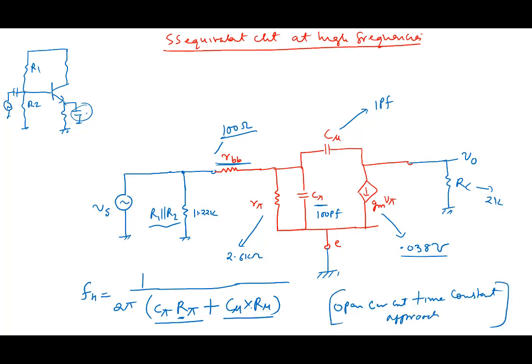I mean, the idea is very simple. Assume that C mu is not there, open circuit it, and calculate the time constant due to C pi. Assume that C pi is not there, calculate the time constant due to C mu, and then sum them. And then put an approximate sign here, fH. So one can do that. We know how to calculate the effective resistance R pi, and the effective resistance R mu, in a circuit. We saw how to calculate the effective resistance between any two points. The other way of doing this, which gives you more insight, is the following.